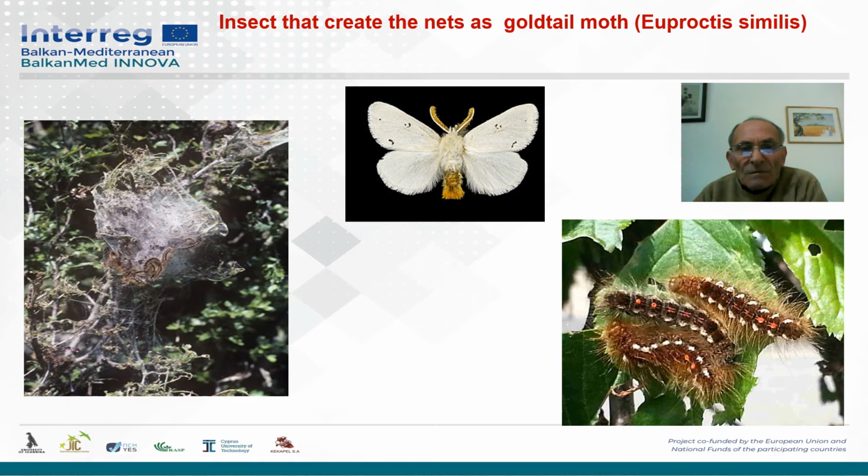Another example of an insect that creates a nest is the gold-tail moth, Euproctis similis.